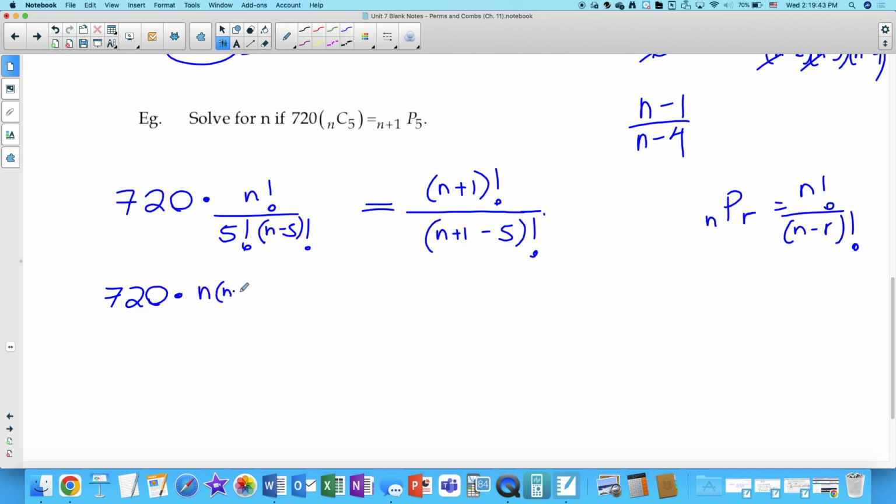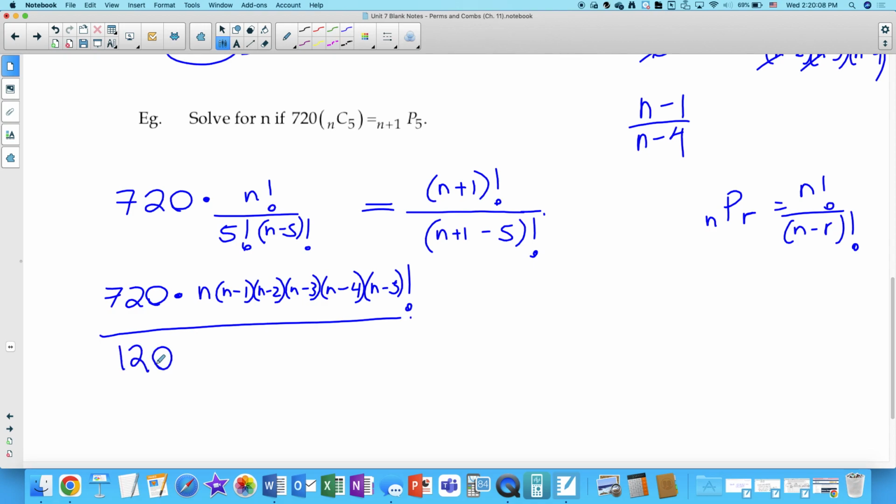n times n minus 1 times n minus 2 times n minus 3 times n minus 4 times n minus 5 factorial over, now 5 factorial, 5 times 4 times 3 times 2 times 1 is, 5 times 4 is 20, times 3 times 2 is 6. So 20 times 6 is 120. But again, you don't have to do that in your head. You can just go 5 factorial on your calculator and figure out what it is. And then times n minus 5 factorial. Okay, so I'll put my equal sign down there.